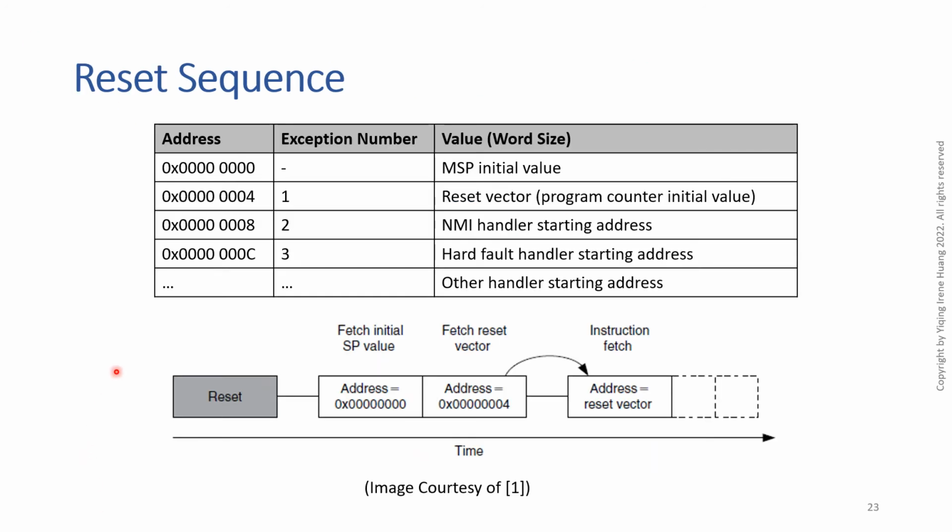Finally, let me talk about the reset sequence. Basically, what happens when you press the reset button on the hardware or the reset button on the simulator. So upon reset, the hardware will automatically fetch the initial SP value from address 0. So if you look at the starter code, you can see we dereference the null pointer.